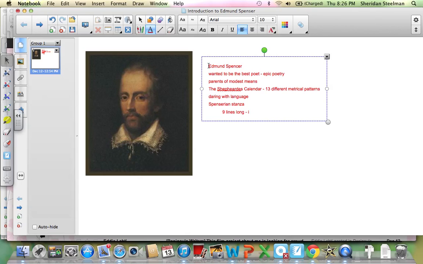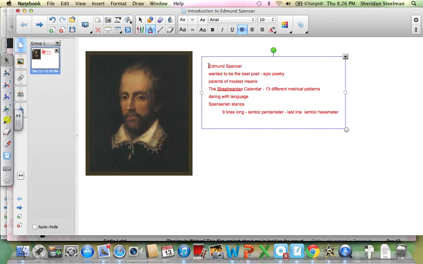It's written in iambic pentameter, so much like Shakespeare, but the last line is a little bit different, and that is iambic hexameter. So it's about 2 syllables longer. It has a very definite rhyme scheme and very definite rhythm to it. And the Shakespearean, or what we call Shakespearean, you could also call it Renaissance spelling, is quite different.